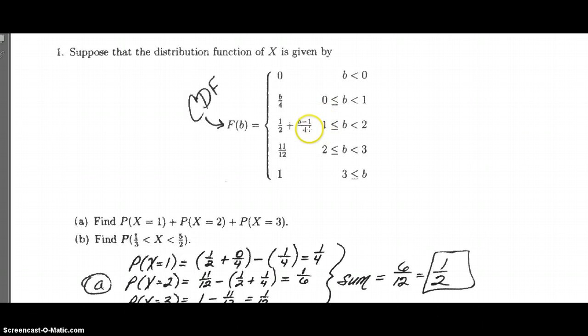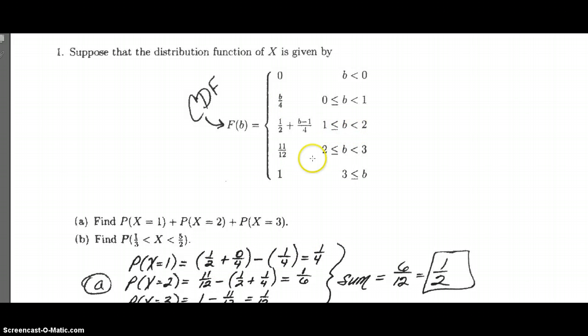Something happened at x equals 1. If we plug in 1 to see what actually happened, 1 minus 1 gives us 0, over 4. So we got to 1/2. So we would have been at 1/4, but this jump happened. If you looked at it on a graph, there would be a discontinuity like this. So right when we get to x equals 1, we would jump up. And how much do we jump up? Well, 1/2 minus 1/4 gives us 1/4.